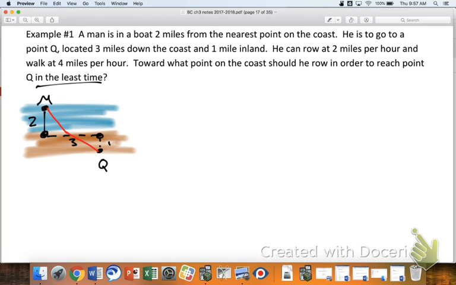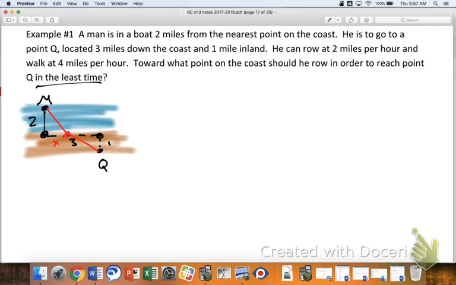We'll see. Okay, do you guys have any questions so far? Okay, so let's do this. Let's just say that he's going to row towards that point right there, and then he'll get out of the boat and walk. We don't know exactly what segment of that 3 miles he needs to head towards. And so that's going to be our variable in this. I'm just going to call that distance right there x, representing the distance from that nearest point on the shore.